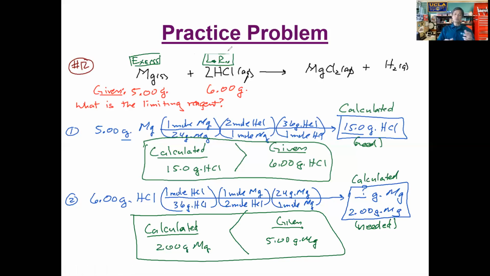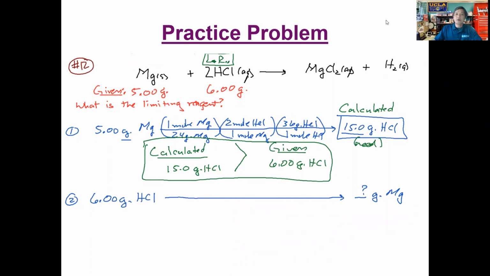So it doesn't matter which one of these calculations you choose to do, folks. You can still obtain the same information. It's just that doing the second calculation, you first obtain that magnesium is the excess. And from that, since there are only 2 reactants, you can conclude that HCl is the limiting reagent. So regardless of which calculation you choose to do, you're going to end up with the same limiting reagent and the same excess reagent. Okay. All right. Very good, folks.